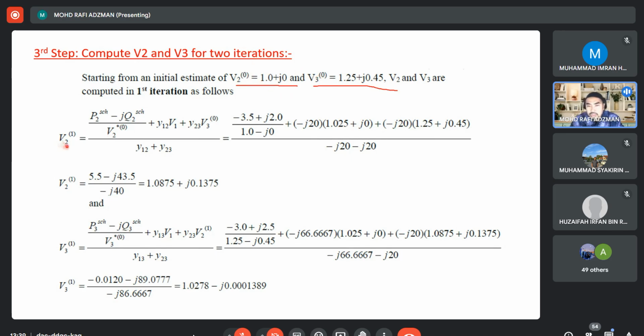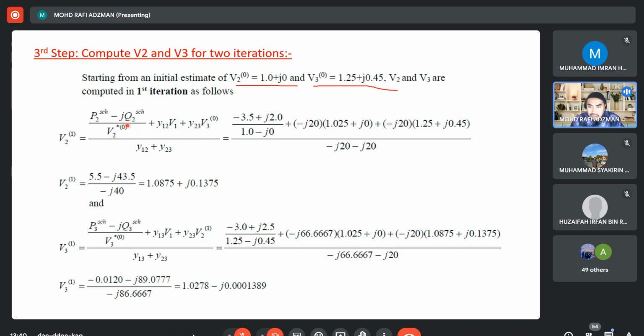Okay. So V2 first iteration equal to P2 schedule minus JQ2 schedule divided by V2 conjugate 0 plus Y12 times V1 plus Y23 times V3, divided by Y12 plus Y23. Okay. So put back all the values for V1, V2, Y12, Y23, P2, Q2. You find that V2 first iteration is equal to 1.0875 plus J0.1375.